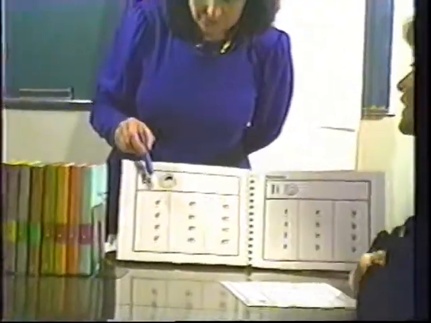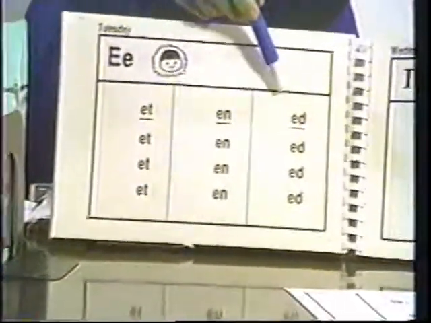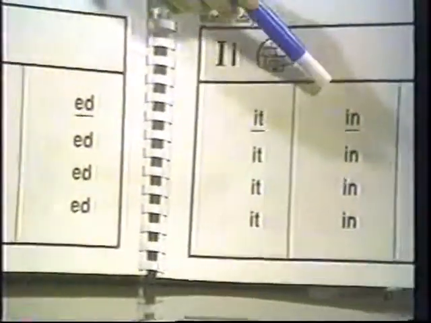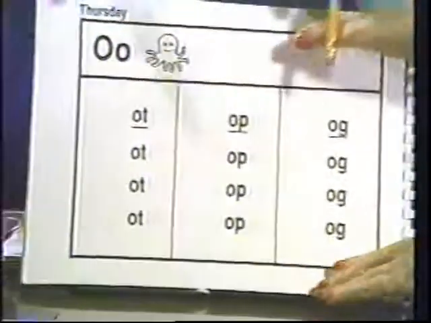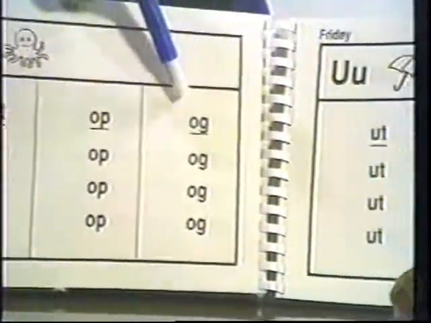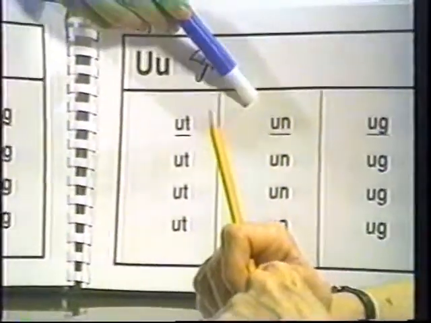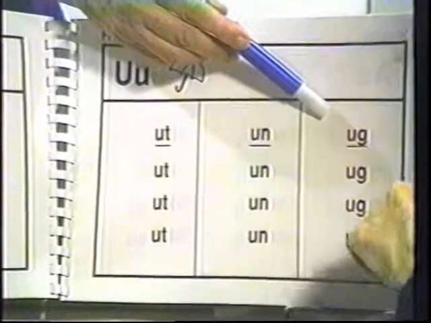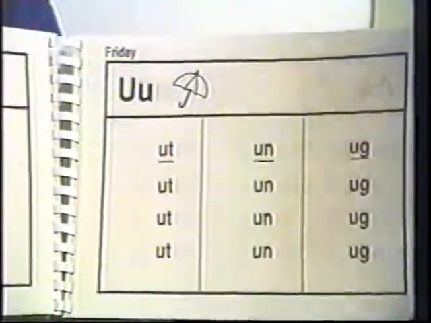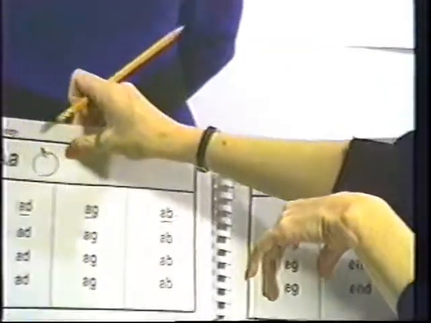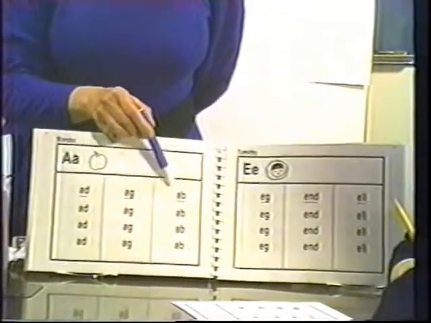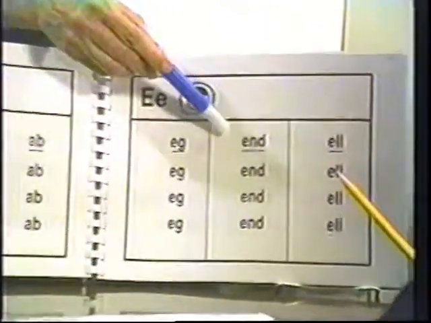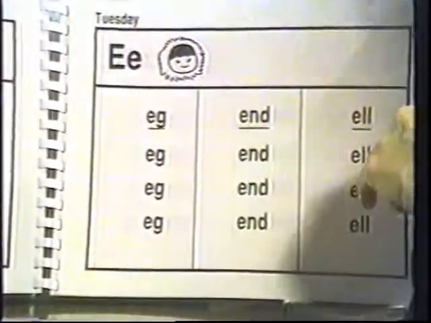And this is? At, an, add. Good. It, in, if. Turn the page. Ot, op, og. Ut, un, ug. Now see, you, ug. Ug. You, umbrella. Very good. Add, ag, ab. Egg, end, l. Very good.